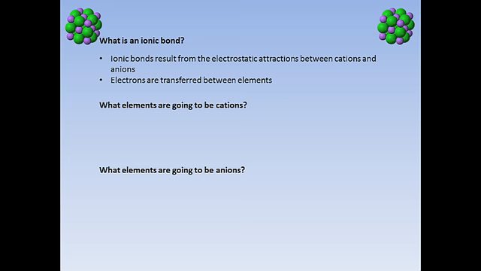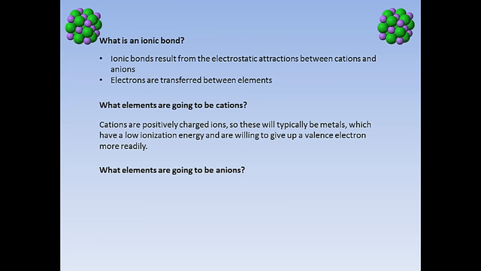What elements are going to be cations? Cations are positively charged ions, so these will typically be metals, which have a low ionization energy and are willing to give up a valence electron more readily.